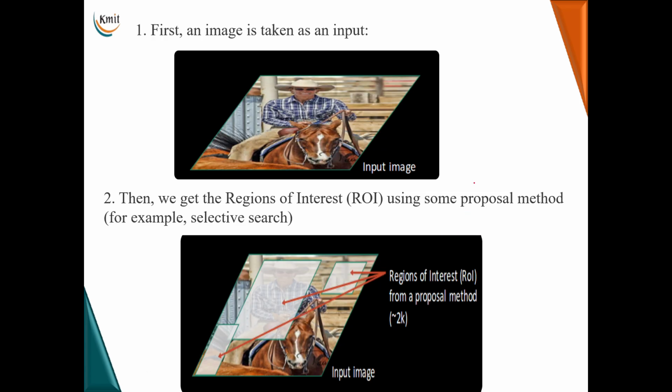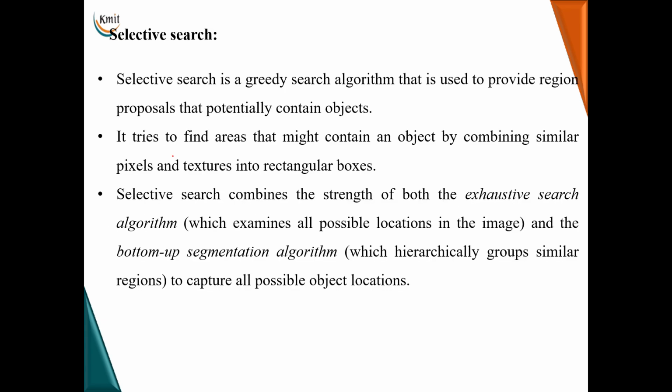Looking at the step-by-step process, this is the input image. Next, we will extract the regions of interest, and the method used to extract them is the selective search algorithm. For example, only 3 proposals are given here, but around 2000 region proposals will be extracted from the given image using the algorithm. So let us discuss the selective search algorithm.